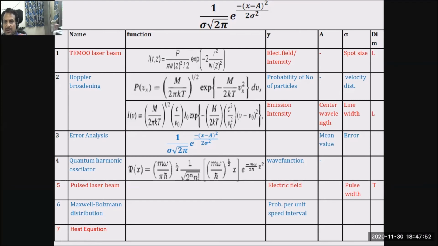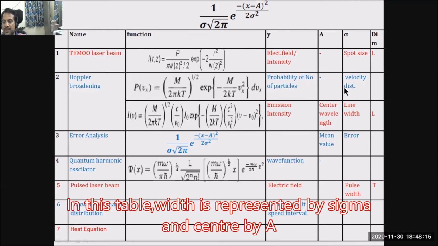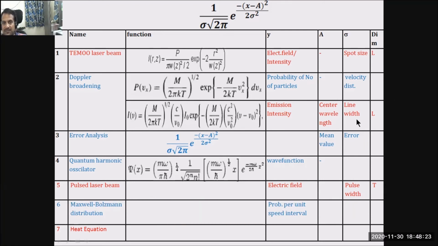The Gaussian function we encounter in a variety of physics topics, all different, from laser physics, Doppler broadening, error analysis, quantum mechanics, pulsed laser, and so on. And it is important to see what this width represents. For example, in a laser beam, the width parameter represents the spot size, or in the Doppler broadening, it represents some velocity distribution. Or if the particle which is moving emits, then the width parameter becomes the line width of the emitted light.